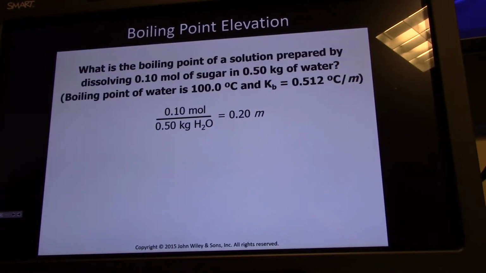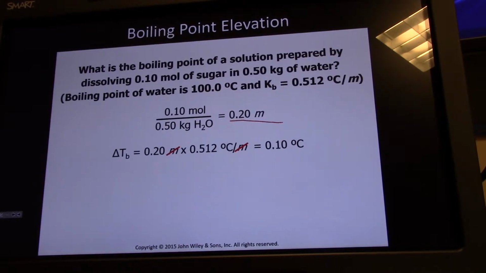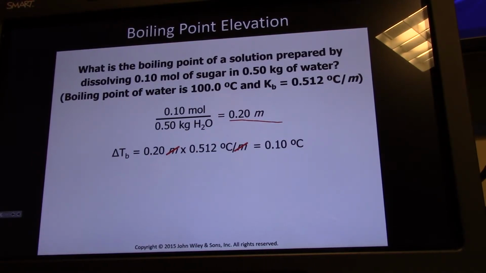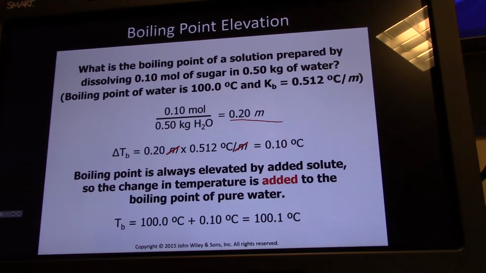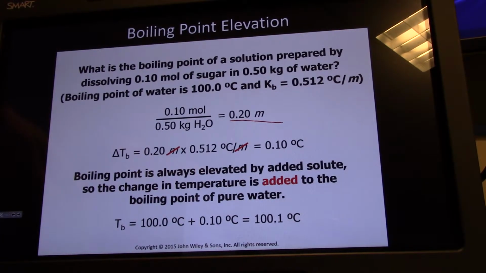So what is the boiling point of a solution prepared by dissolving 0.1 mole of sugar in 0.5 kilograms of water? Well, again, we did this already. 0.1 moles of sugar in 0.5 kilograms of water is 0.2 molal. And now we times it by the Kb of water because we're looking at the boiling point elevation. And we get a delta T of 0.1. And because it's boiling point elevation, we add that on top of the normal boiling point to get 100.1 degrees Celsius. So by adding 0.1 moles of sugar to water, we've raised the boiling point of water from 100 degrees to 100.1 degrees.